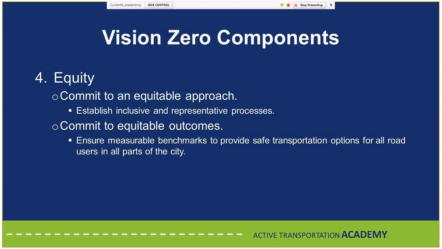Equity is also an important component of Vision Zero that's called out specifically throughout the framework. So Vision Zero is committed to an equitable approach where it's important to establish inclusive and representative processes and to commit to equitable outcomes. So ensure measurable benchmarks are created that provide safe transportation options for all road users in all parts of the city.